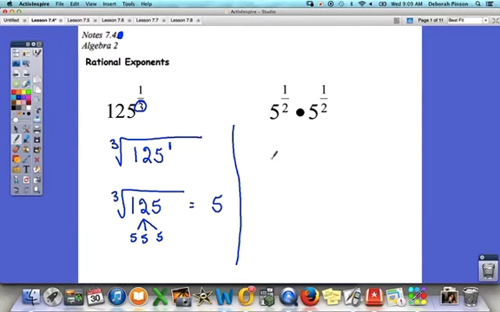Now when you're dealing with a fractional exponent, you've got a couple of options. You can leave it in this form, or you can change it over into radical form, whichever one's easier. In this case, I'm going to change mine over. Square root of 5 times square root of 5. Oops, I did not mean to put a 5 right there. Square root of 5 times square root of 5 is the square root of 25, which is 5. So one option is to change it over.